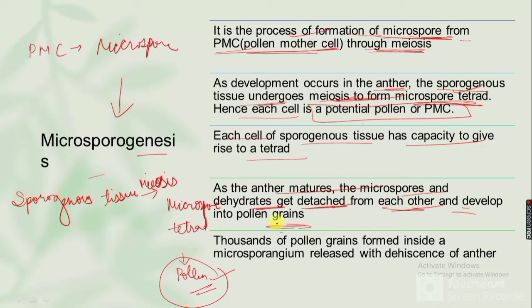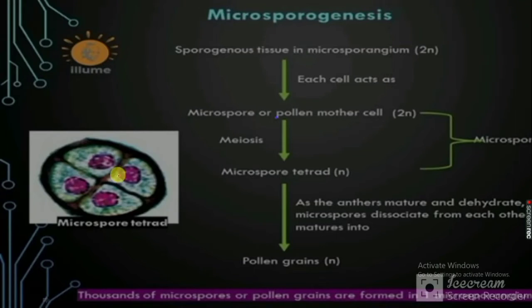Thousands of pollen grains formed inside the microsporangium are released with the dehiscence of the anther. Here you can see the process of microsporogenesis. Firstly, sporogenous tissue undergoes meiosis and forms microspore tetrads. The microspores then separate, and as the anther matures and dehydrates, they develop into pollen grains. When pollen grains mature, they are released. Here you can see the diagram.